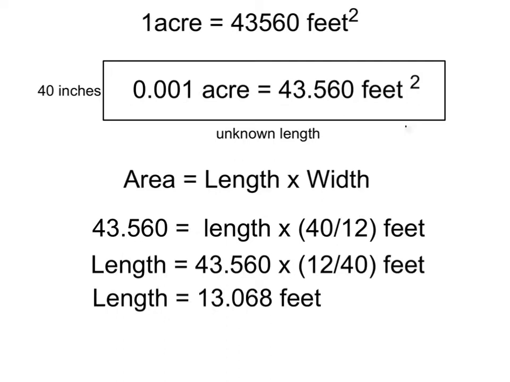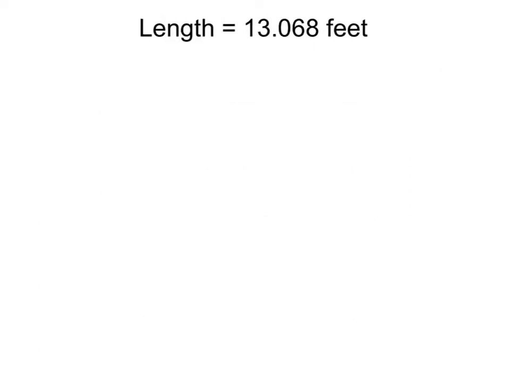Therefore, the length of our sample corn row is going to be 13.068 feet. On your calculator, you get that by taking the 43.560, multiplying by 12, and dividing by 40. Now let's talk a little bit about this 13.068 feet. Now we can see for sure that we have 13 feet, but then we have a small decimal amount left over.